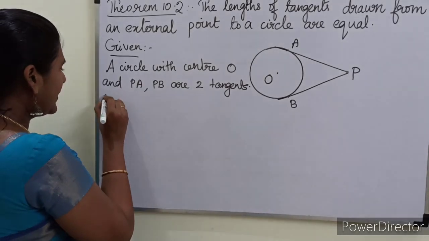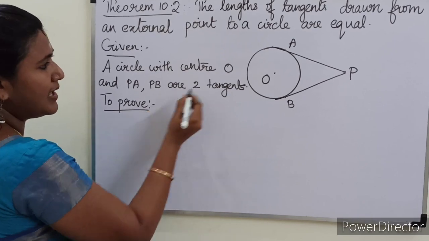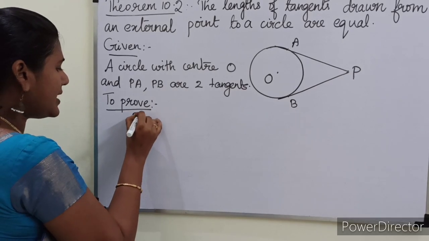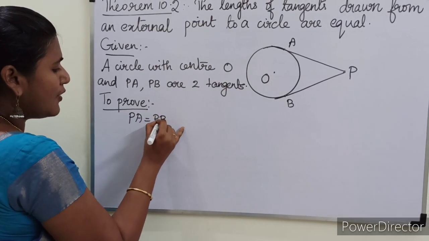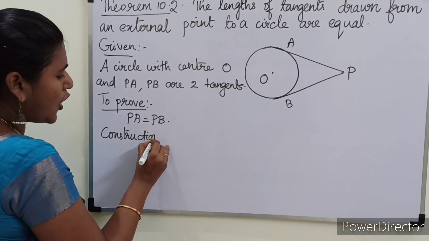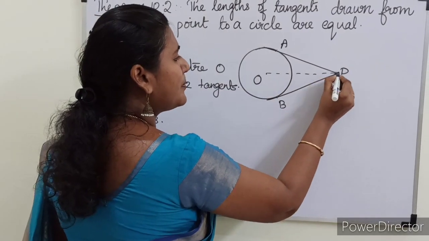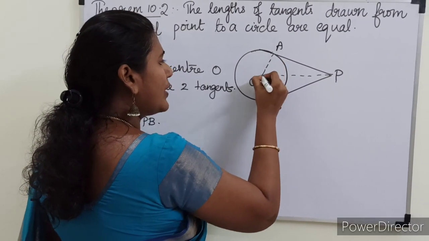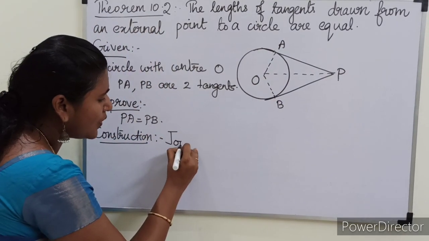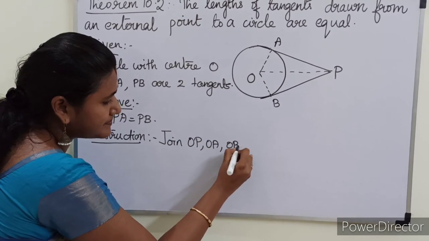Now what we have to prove is that the lengths of the tangents are equal. That is, we have to prove PA is equal to PB. For this, we have to do some construction. We will join OP, OA and OB.